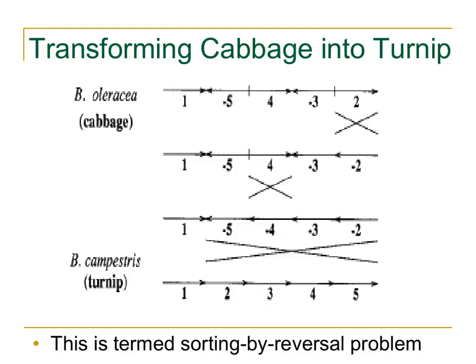Finally, the bottom line shows the fully sorted sequence: 1, 2, 3, 4, 5. Exactly matching the turnip genome order. This concise series of 3 reversals perfectly illustrates the core of the sorting by reversal problem: finding the shortest set of segment reversals needed to convert one genome's gene order into another's.